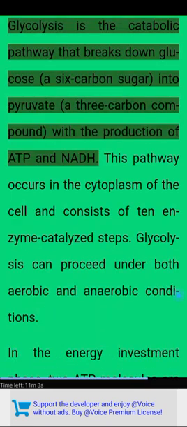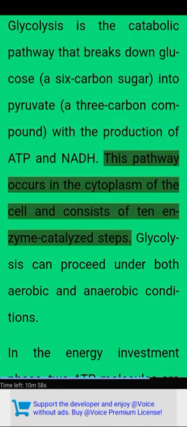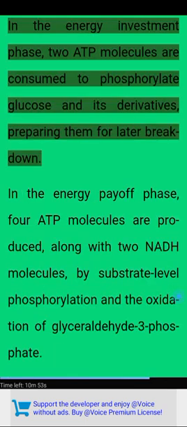1. Glycolysis. Glycolysis is a catabolic pathway that breaks down glucose, a 6-carbon sugar, into pyruvate, a 3-carbon compound, with the production of ATP and NADH. This pathway occurs in the cytoplasm of the cell and consists of 10 enzyme-catalyzed steps. Glycolysis can proceed under both aerobic and anaerobic conditions.